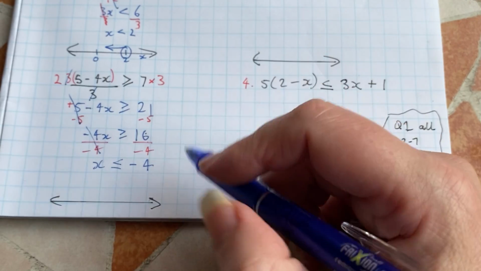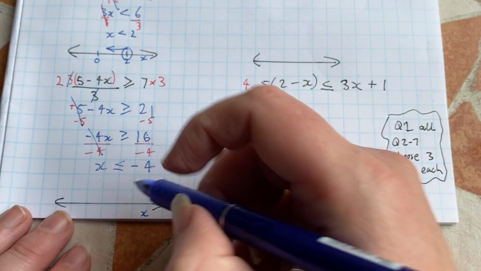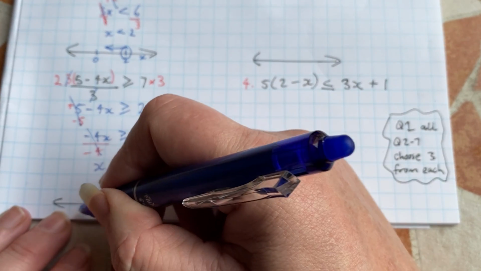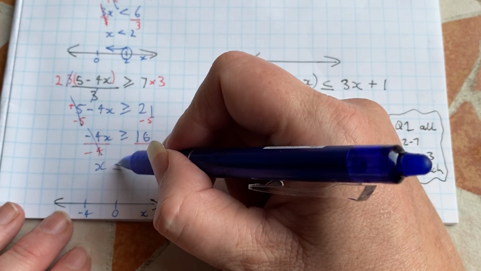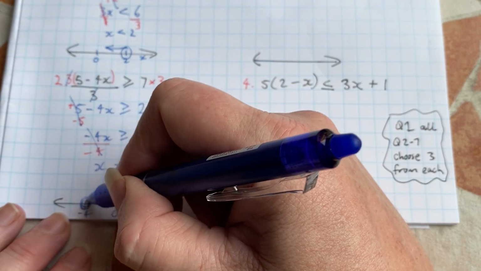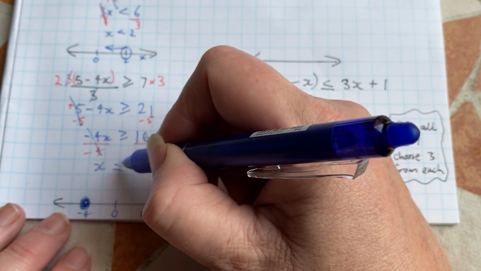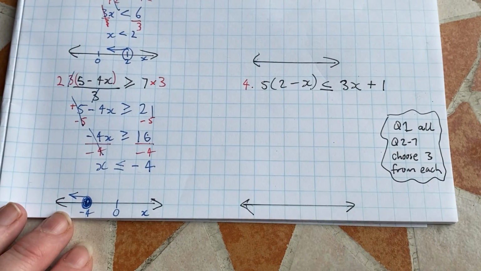I need to graph my solution, so my number line is in X. Here's 0 there and -4 to the left of it. Filled in circle at -4. Arrow pointing that way because it's less than.